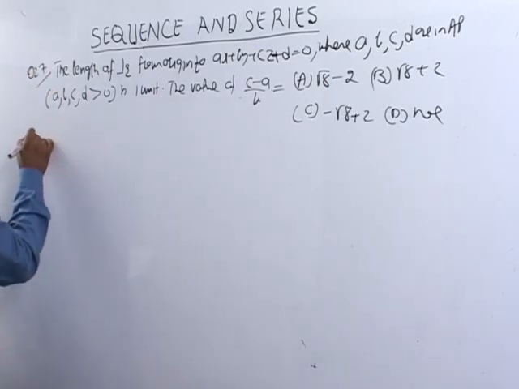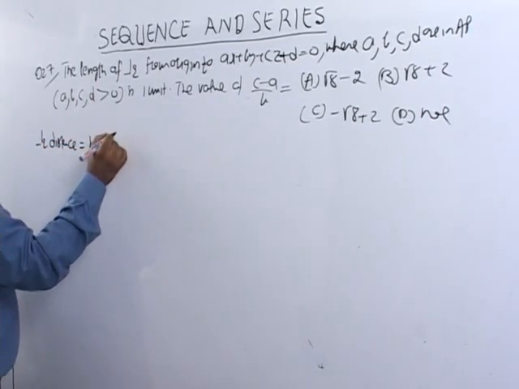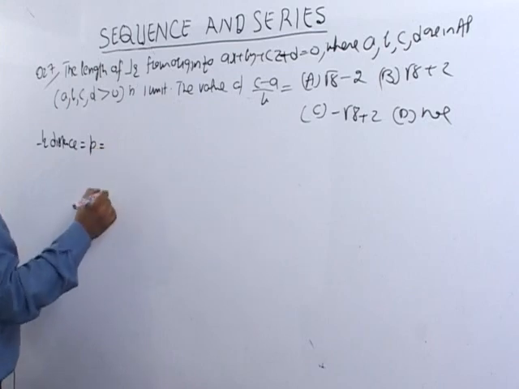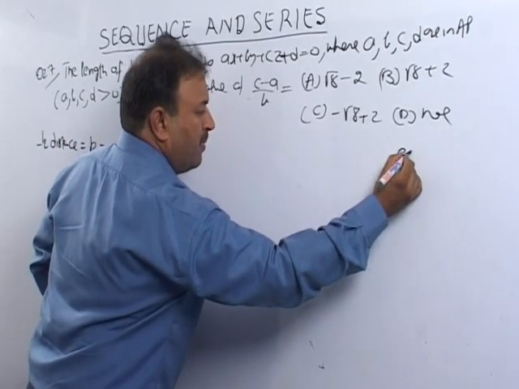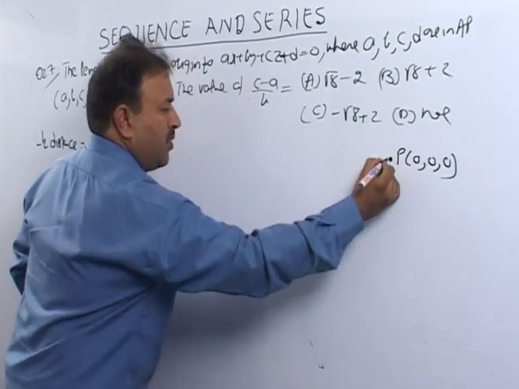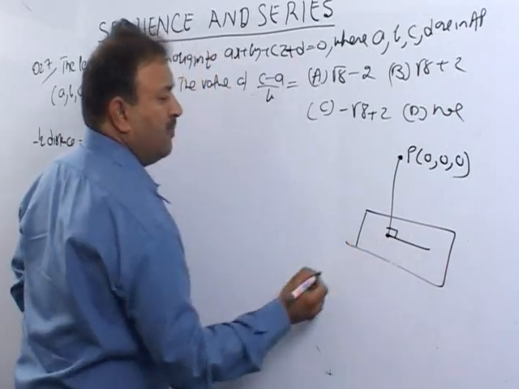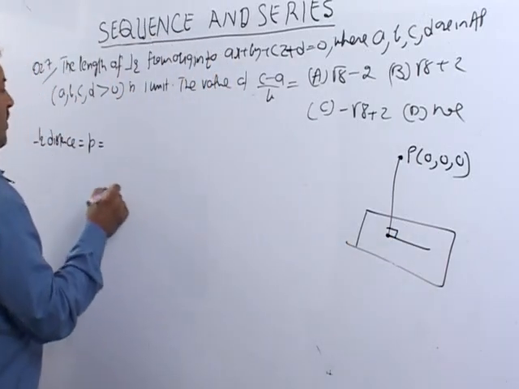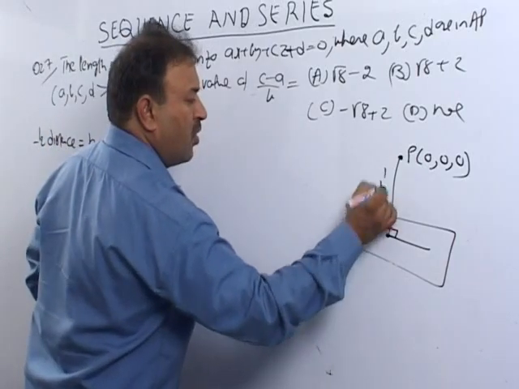Now I can say the perpendicular distance is equal to p. This is the distance from the origin. If we draw it, it is like this: from the origin (0, 0, 0) to the plane, this is the base of the plane. The perpendicular distance comes out to be small p, I am denoting it as small p.